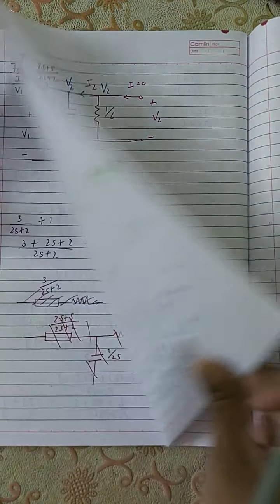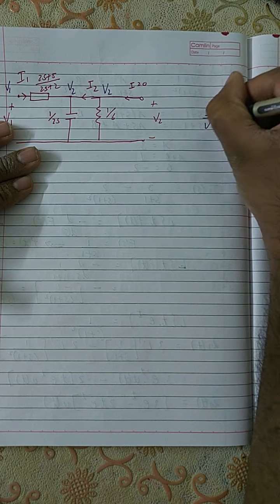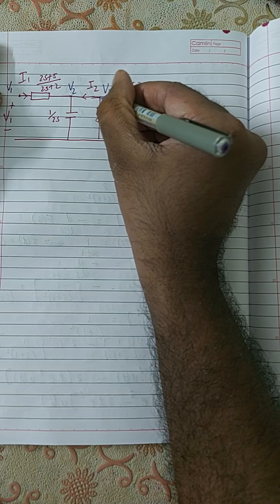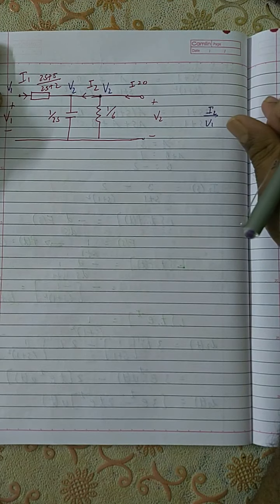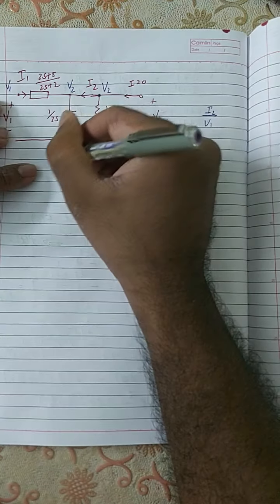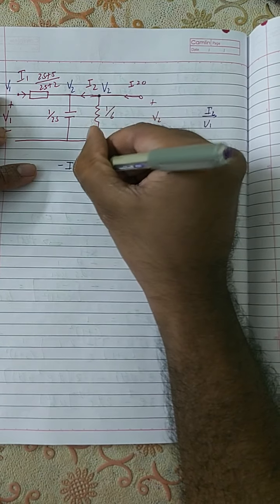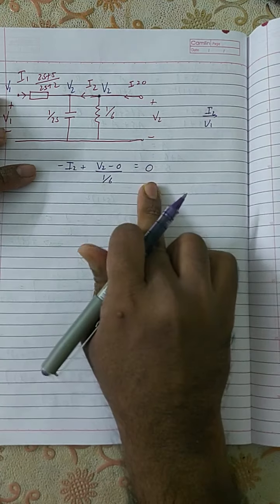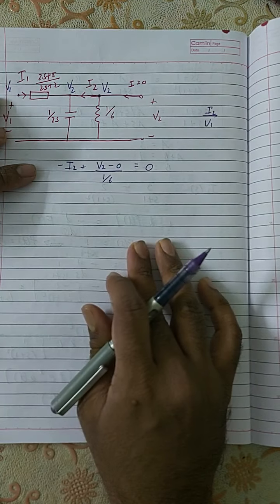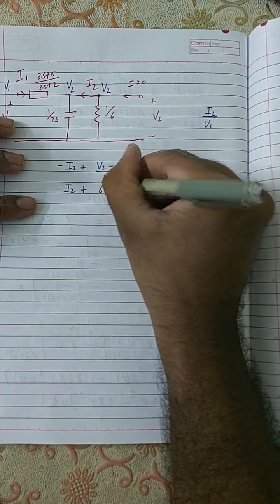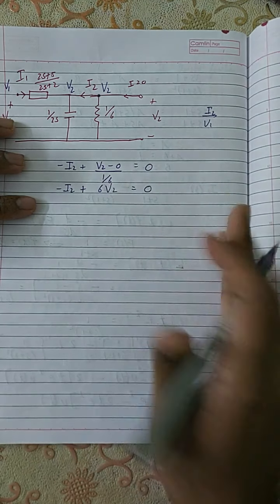The question was to find I2 by V1. First, I'm going to apply my Kirchhoff's current law over here. Here I is equal to 0. So applying Kirchhoff's current law over here, I will get minus I2 plus V2 minus 0 by 1 by 6 equal to 0. This can also be written as minus I2 plus 6 V2 equal to 0. That's it. I got a beautiful equation.